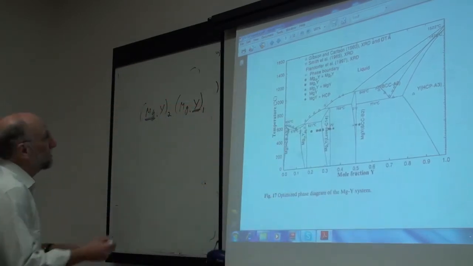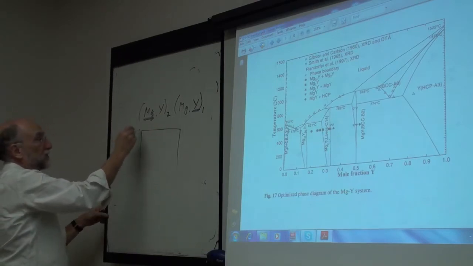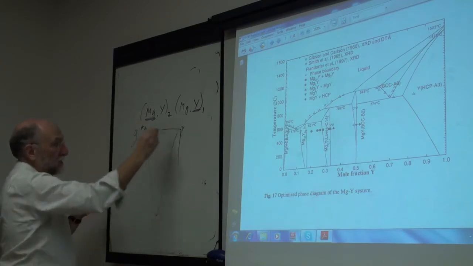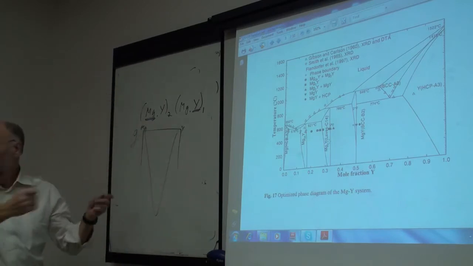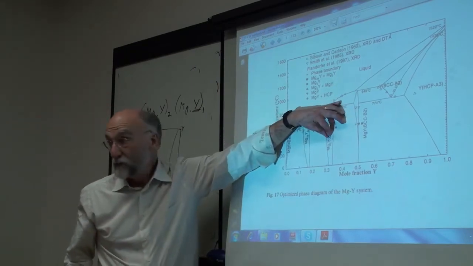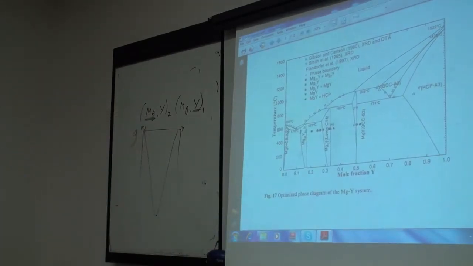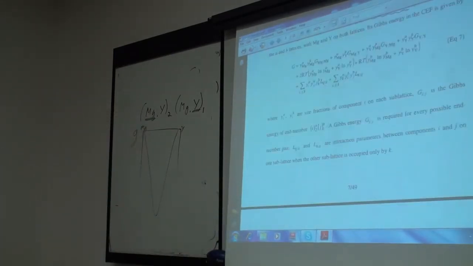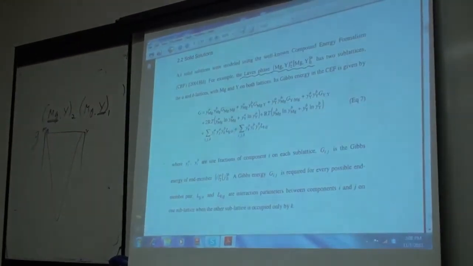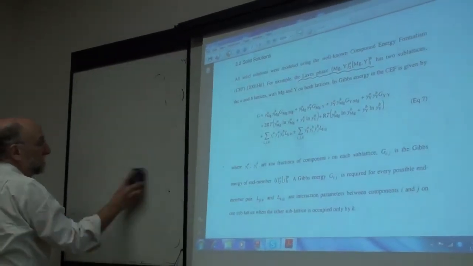You do remember some time ago we did a Gibbs energy for a system like this, magnesium yttrium. When you have a compound, you get a Gibbs energy curve that comes down very, very sharply, and as it comes down very sharply, this becomes more and more negative. So how do we treat this? We can treat this using the compound energy formalism.